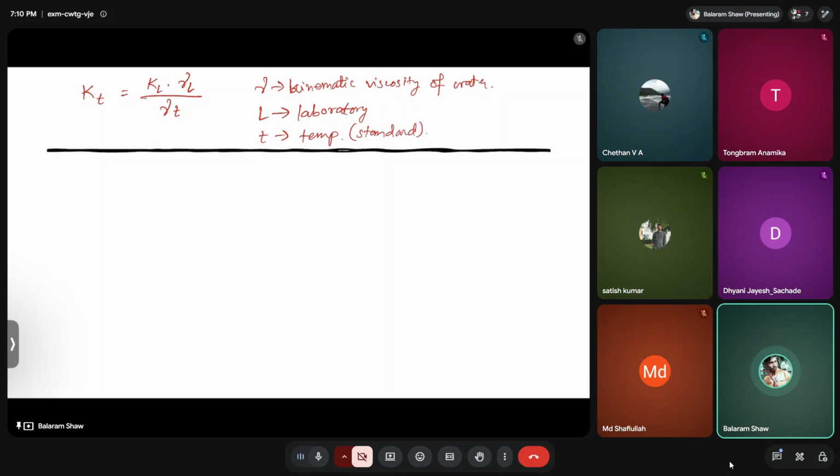Now I'll give one case. Let's say the temperature is increasing. What will happen to the kinematic viscosity of water? Temperature is increasing, what will happen to the viscosity of water? Will it become more viscous or will it become less viscous?